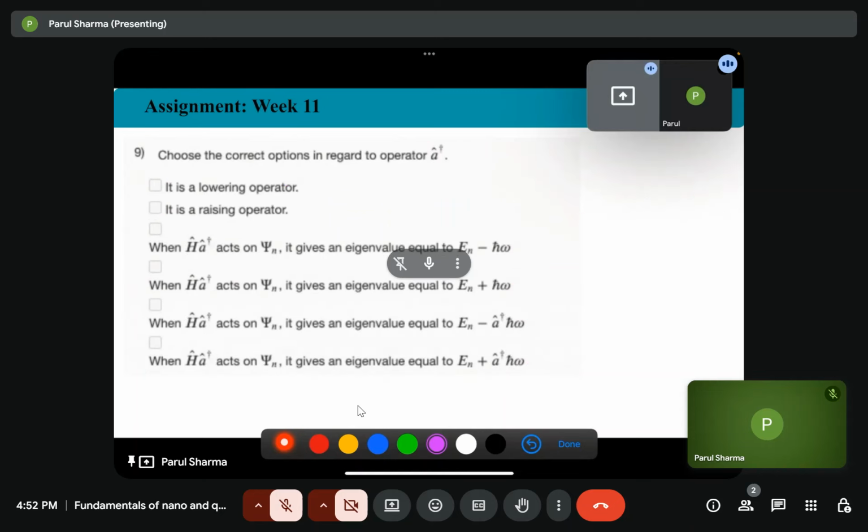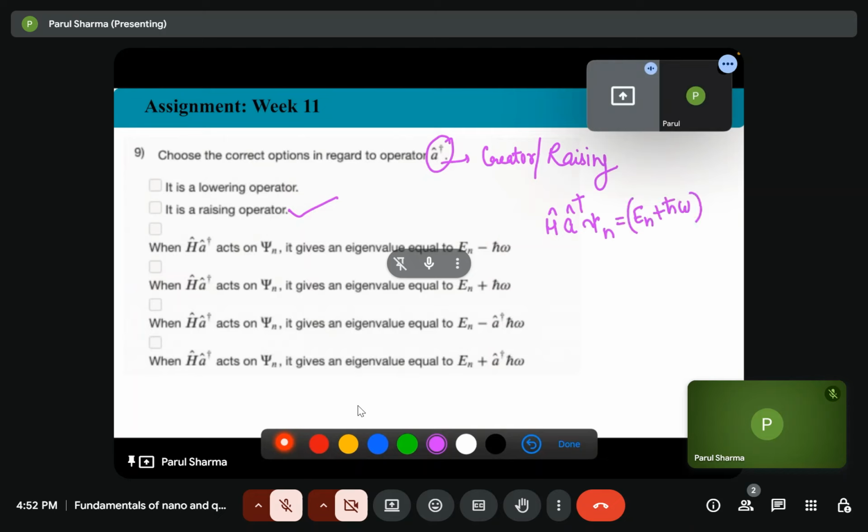Next, choose the correct option in regard to operator A dagger. So A dagger is a creator operator, or raising operator. It's a raising operator, and we just saw H A dagger psi n will give you En plus H cross omega. So it is increasing the energy by a factor of H cross omega. So when H A dagger gives an eigenvalue equal to En plus H cross omega, these two options are correct.